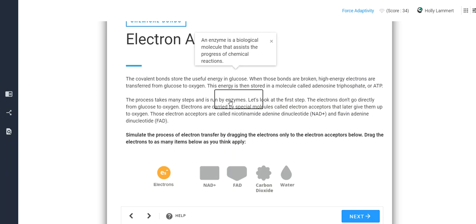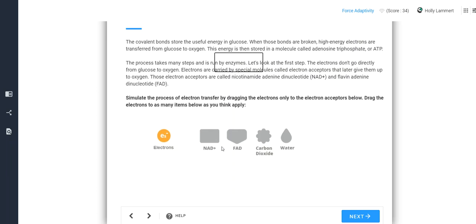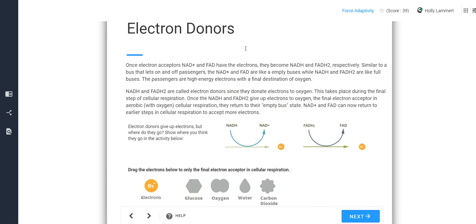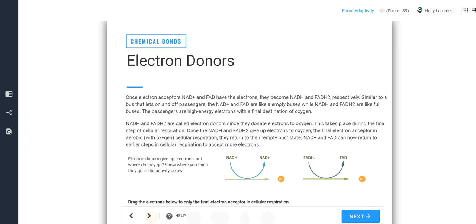These electron acceptors are called nicotinamide adenine dinucleotide. Bonus points if you can say that three times fast. We can just abbreviate it as NAD+, and flavin adenine dinucleotide, FAD. Okay, so all of that to say, here we go. We have these electrons, and we need to put them in, which are the electron acceptors? That one will accept an electron. This one will accept an electron, but not those two. Okay. So they're accepting the electrons in what we call the electron transport chain. Where do they get the electrons from?